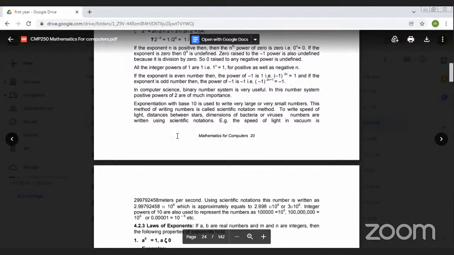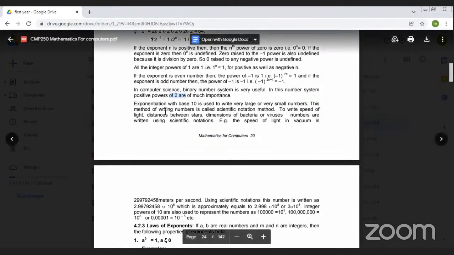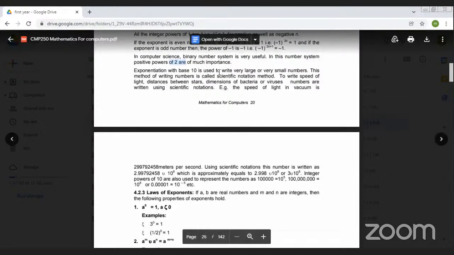After this, when we talk about computers, we know there is a binary number system, that is 0 and 1. Mostly the binary system stands for two parts. So in this number system, positive powers of 2 are of much importance. Now, exponentials with base 10 are used to write very large or very small numbers. When we talk about base 10, it connects to logarithms, which we are studying afterwards.